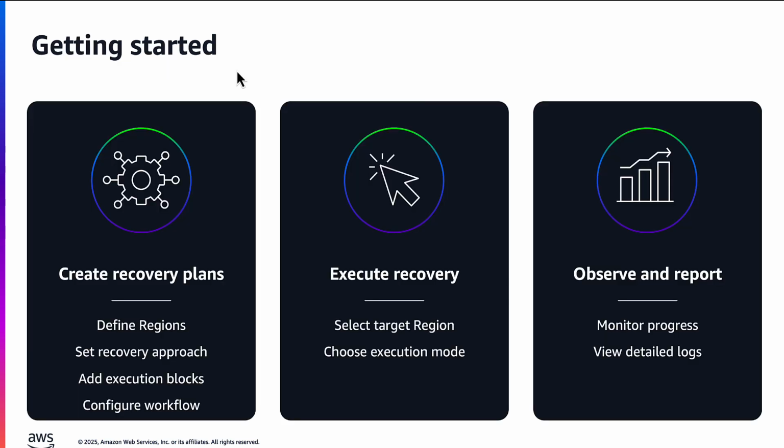To get started with Region Switch, you'll first want to create a Region Switch plan. In that plan, you're going to define your regions, and you're going to set your recovery approach, whether you're active-passive or active-active. You'll add execution blocks, which are the discrete steps that you execute during recovery. And that will all be part of your workflow configuration.